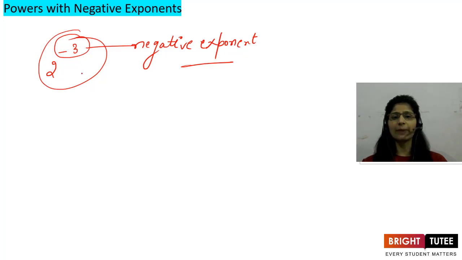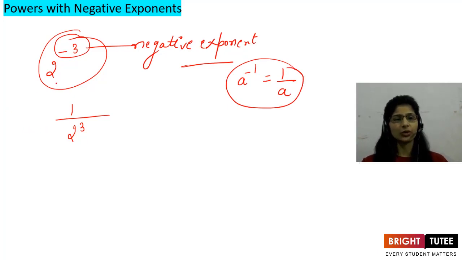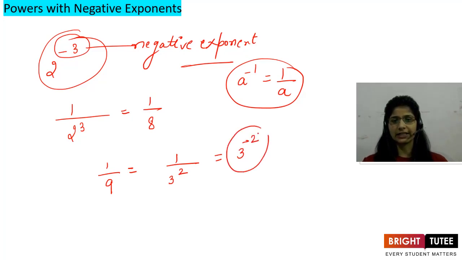So 2 to the power minus 3 is written as 1 upon 2 to the power 3. This is the law that we have used: a to the power minus 1 is 1 upon a. Similarly, 2 to the power minus 3 is 1 upon 2 to the power 3, which becomes 1 upon 8. Or suppose I have 1 upon 9, that can be written as 1 upon 3 to the power 2, and we can write it with a negative exponent like this. Clear? This is how we will be solving negative exponents.